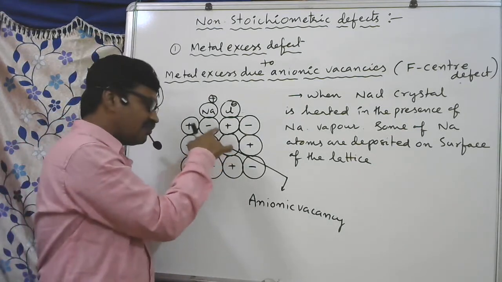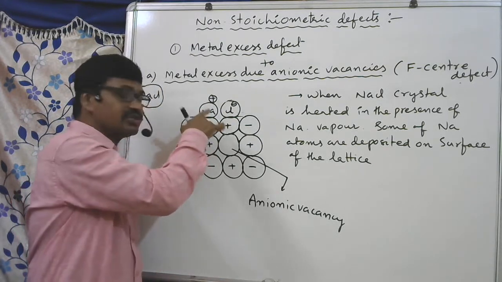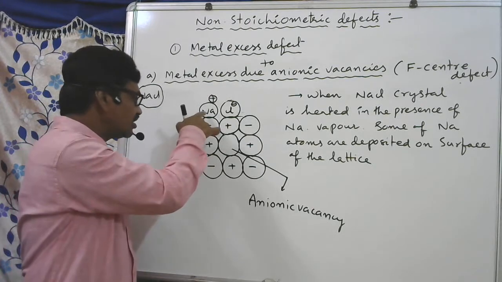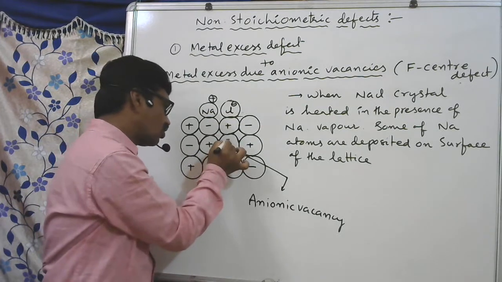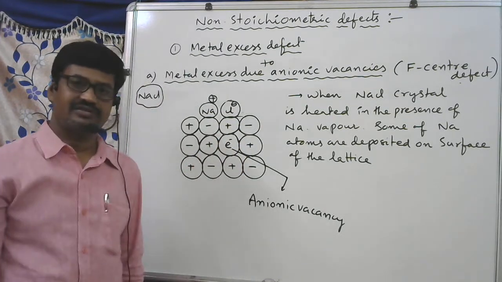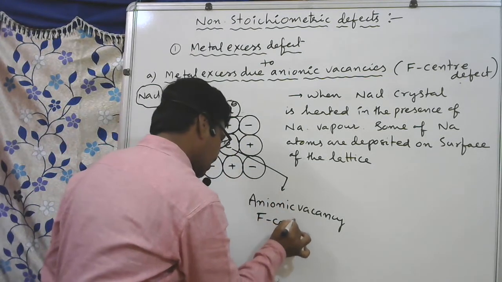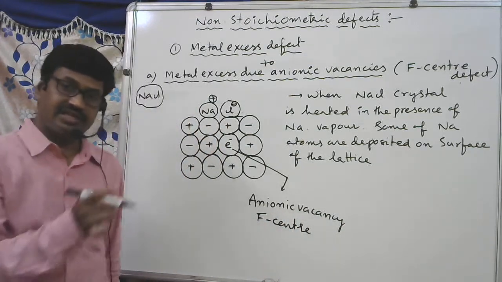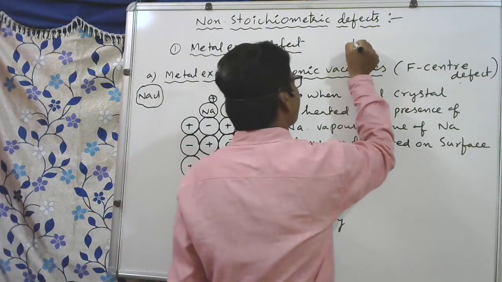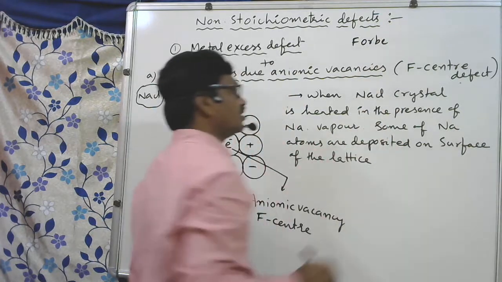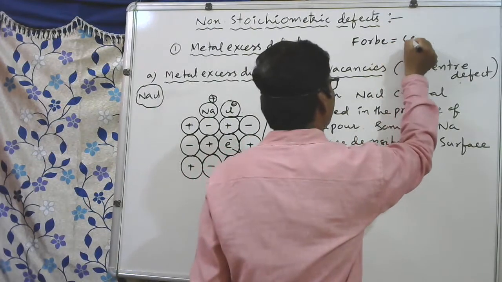So the same vacancy is now occupied by the electron which is released by the sodium atom. This electron released by the sodium atom now occupies this site. So this center is now called an F center. An anionic vacancy in which an electron is present, this site is called an F center. Actually, here F means Farbe, a German word, and its meaning is color.